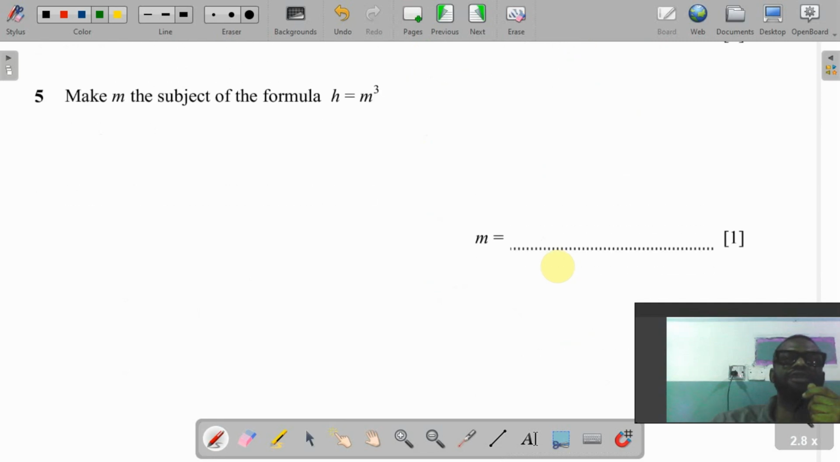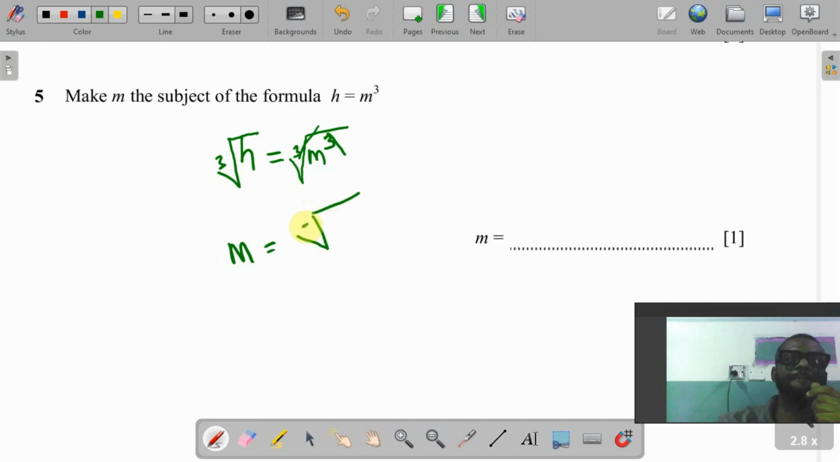Make M the subject of the formula. If H equals M cube, I'm going to take the cube root of both sides. So the cube root will cancel the cube, and M equals the cube root of H.